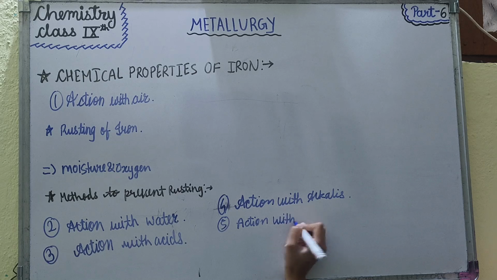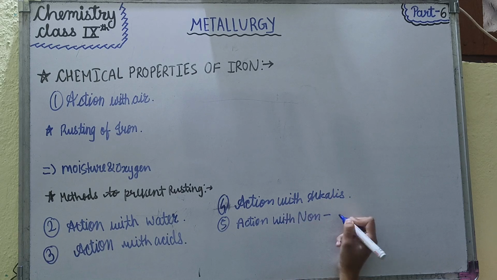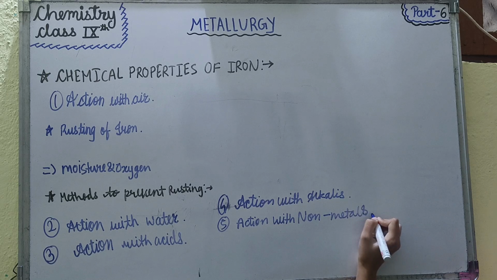Fifth is action with non-metals. First, with halogens it gives halide. 2Fe plus 3Cl2 gives 2FeCl3. Second, with sulfur it gives sulfide. Fe plus S gives FeS.